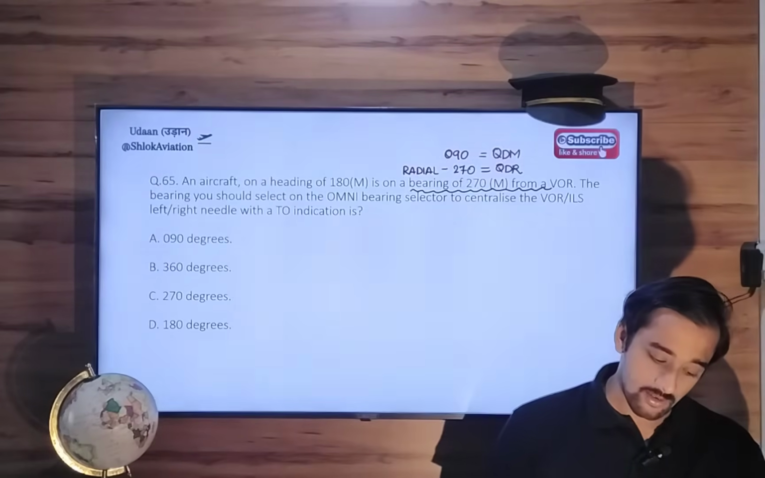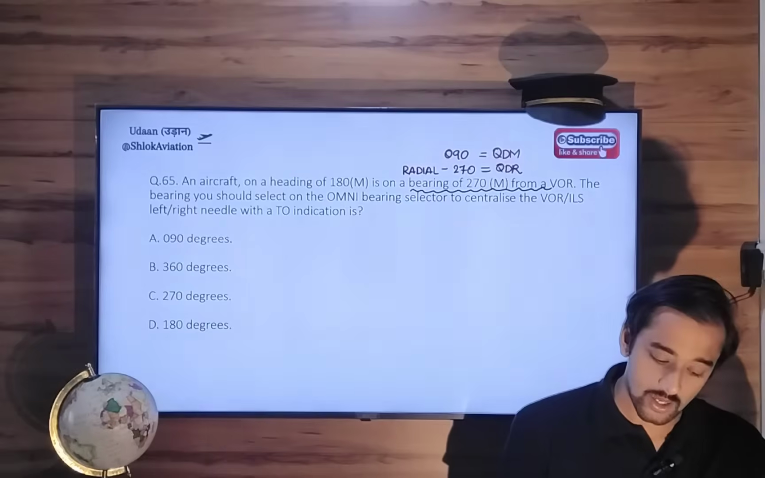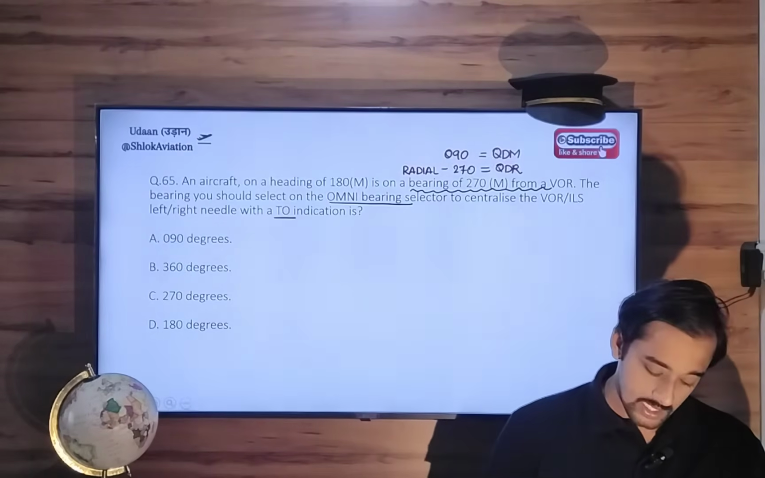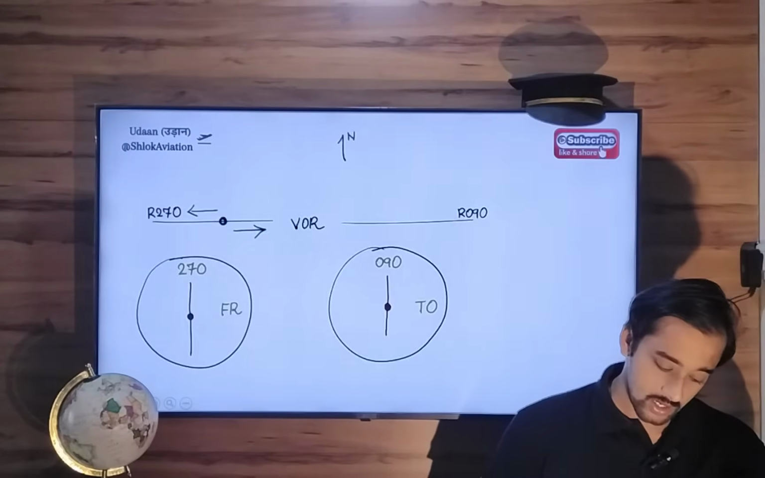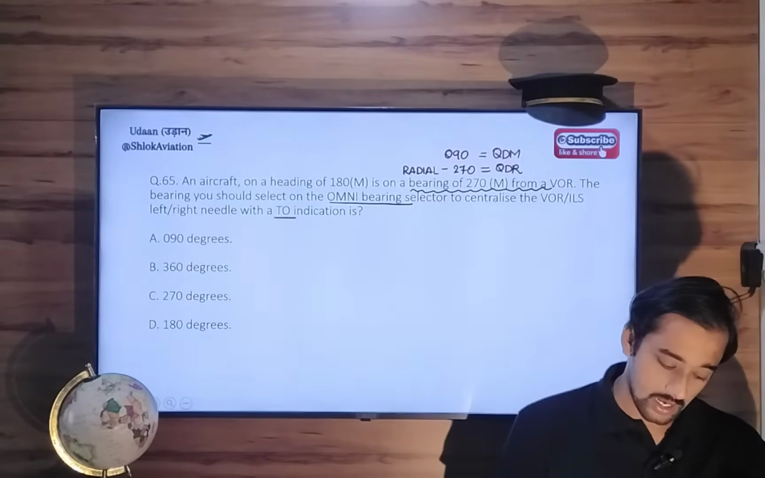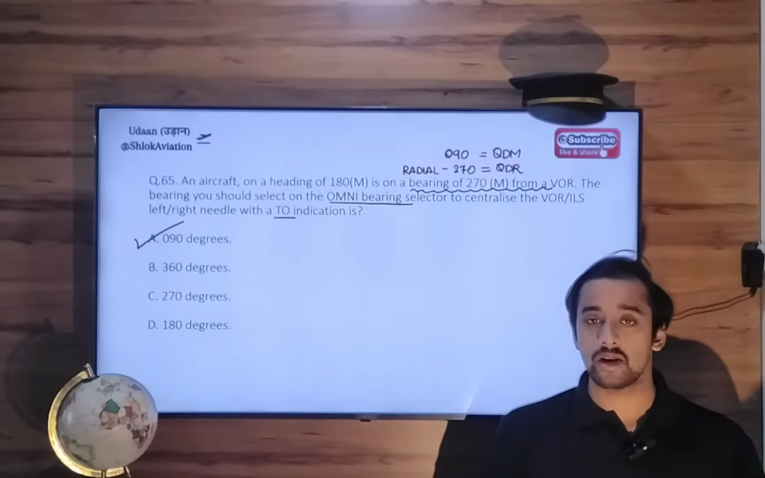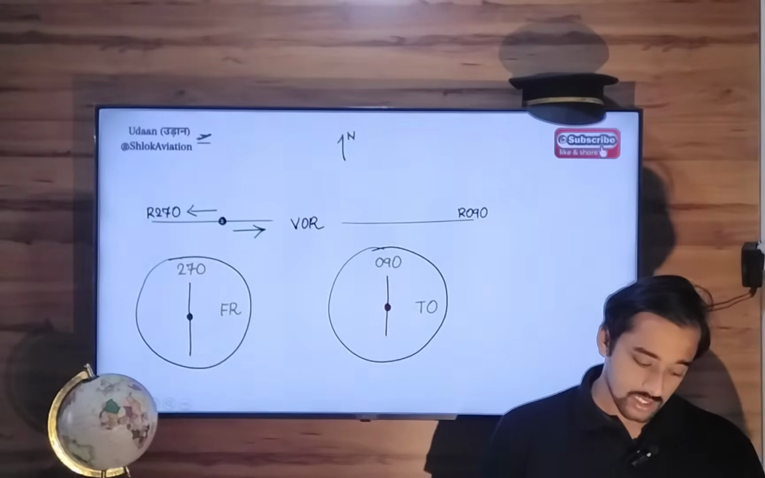So the correct setting will be, the question has asked us what will you select in the OBS in order to get a TO indication. So you will select 090 degrees. Since you are on radial 270, the correct procedure will be to select 090. Question 66.